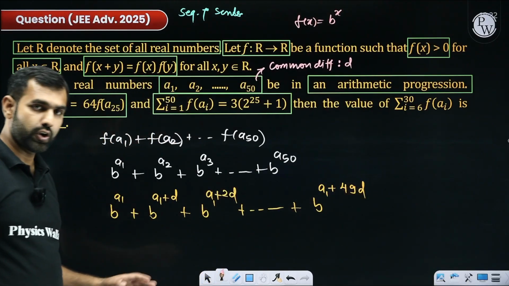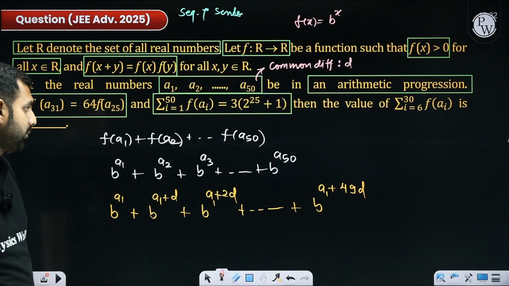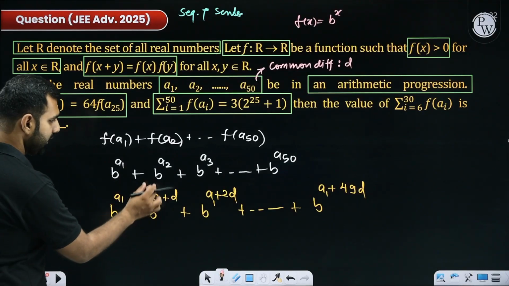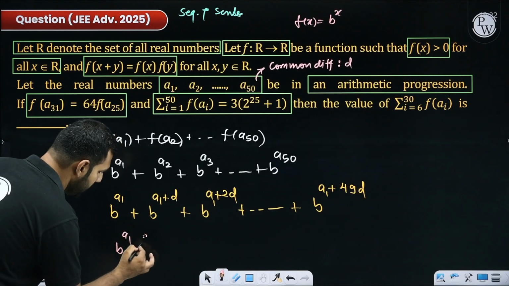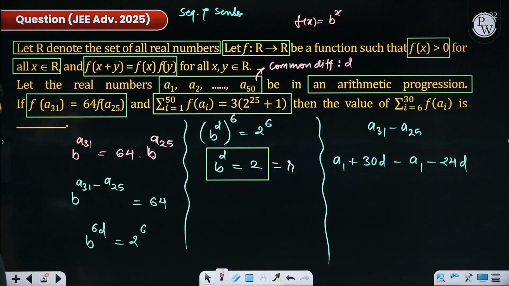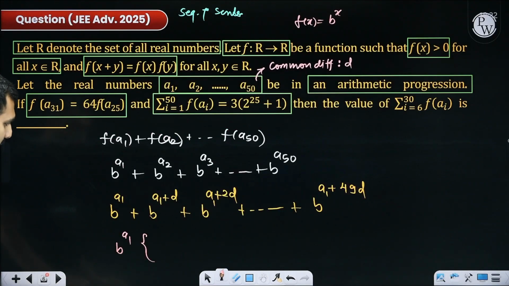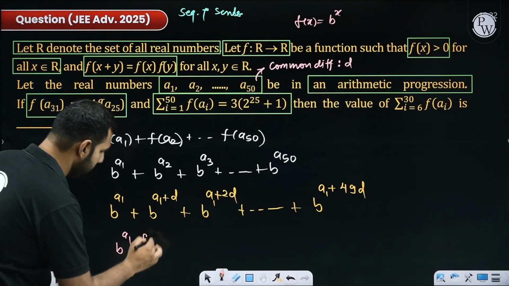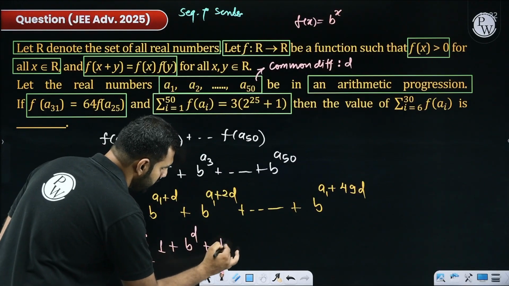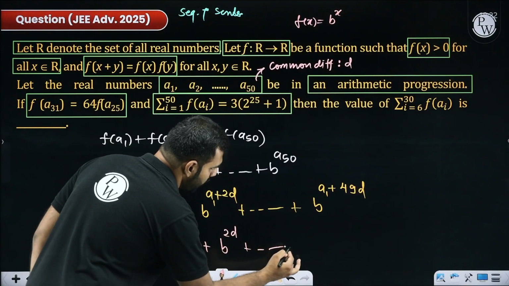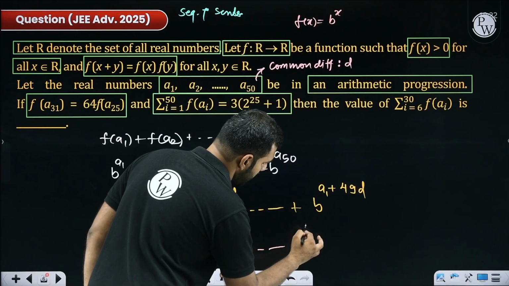Now, with the properties of indices only, although you should have noticed it that it's a GP, if you're still not able to notice it, I'm solving it in a simpler manner. b to the power a1, can I not take common? So if I'm taking b to the power a1 common, I hope everybody is clearly noticing one simple fact here: it becomes 1 plus b to the power d, plus b to the power 2d, and so on until the last term, which is b to the power 49d.